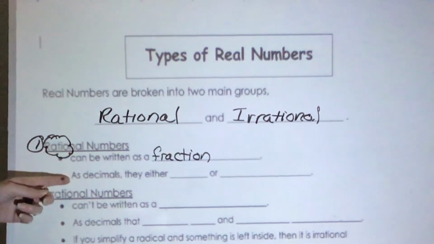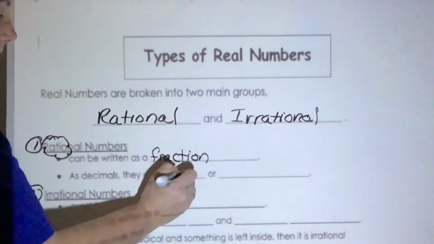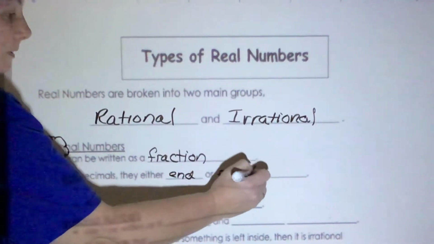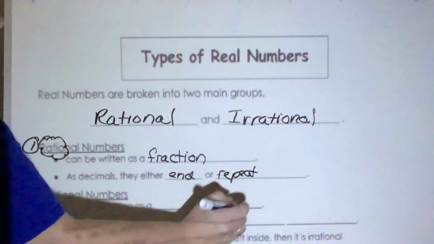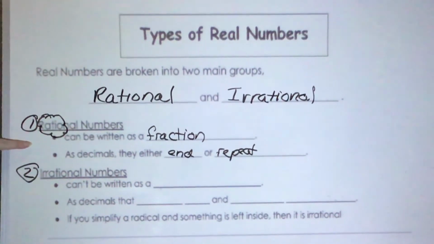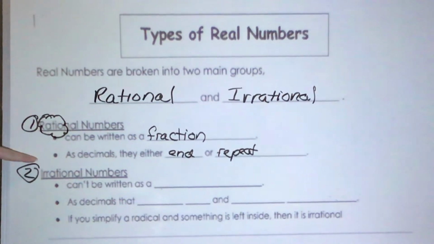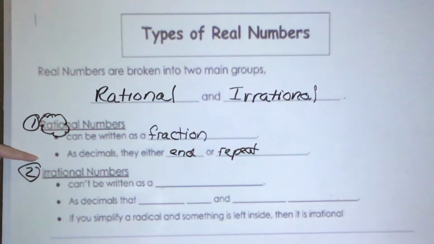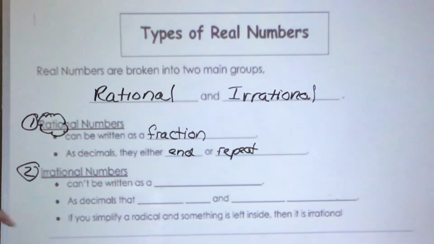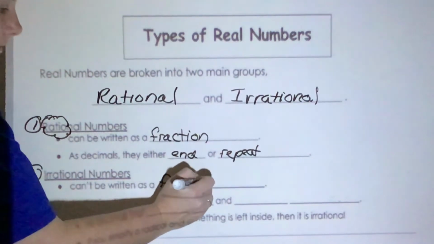As a decimal, if you can write them as a fraction, that means as a decimal they either end or they repeat. And you learned the trick last week for how to write a repeating decimal as a fraction. So rational numbers are numbers that you can write as a fraction, and as a decimal they either end or they repeat. The other group of numbers, the irrational numbers, are numbers that you can't write as a fraction. There's no fraction that represents them.